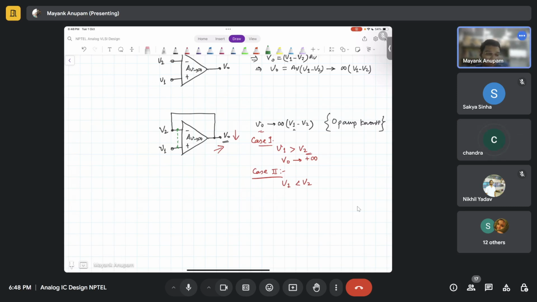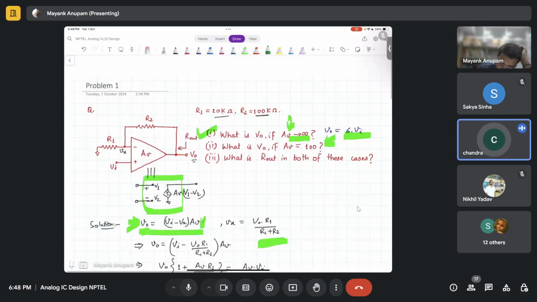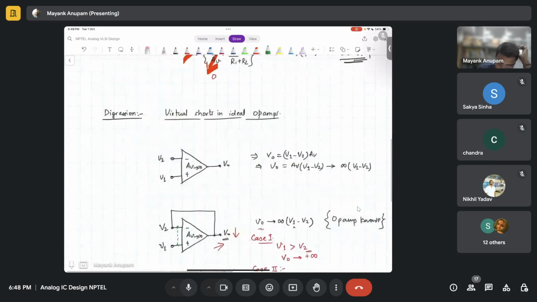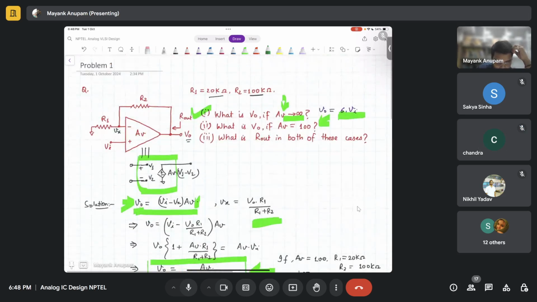What is feedback here? Some information is being exchanged. Whatever is being applied, that information is being sent back to the input. Feedback, right? Thank you very much for the explanation. Fine.